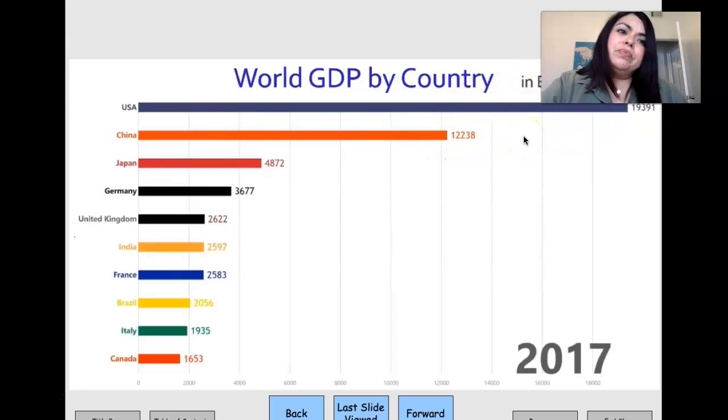However, if we stayed at the same growth, China would actually be the largest one, that's the predictions, by about 2050. But no one ever knows what's going to happen, right? We could have some catastrophe like a coronavirus that's going to change everything, right?